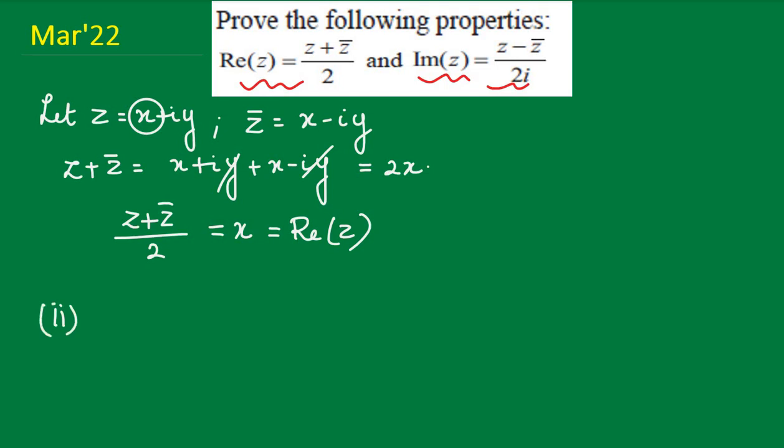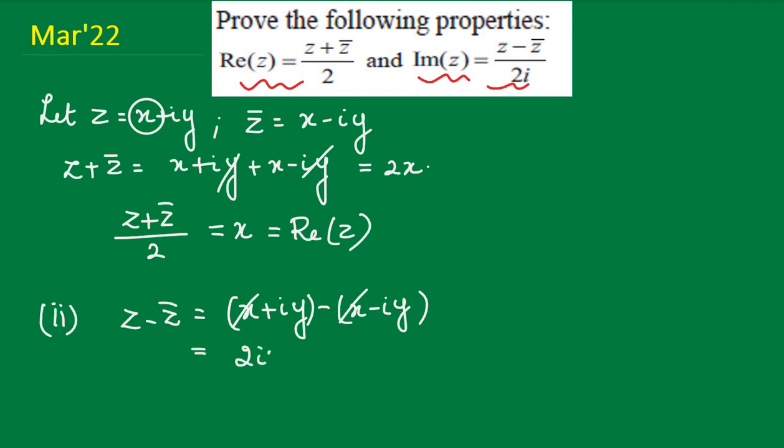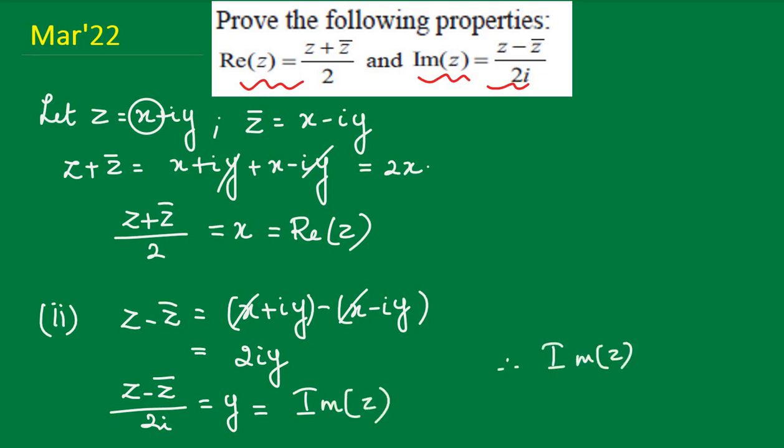Coming to the second part, take Z minus Z bar, which is equal to X plus iY minus of X minus iY. So X gets cancelled. This is equal to 2iY. Now Z minus Z bar by 2i is equal to Y. Here Y is the imaginary part of Z. Therefore we can write imaginary part of Z is equal to Z minus Z bar by 2i.